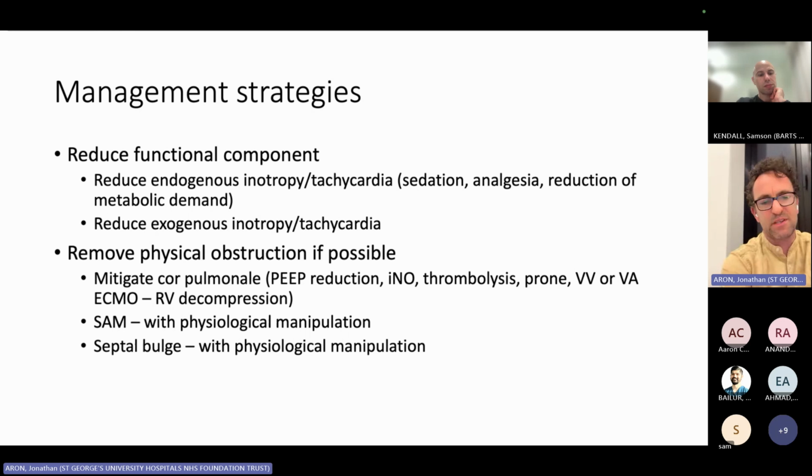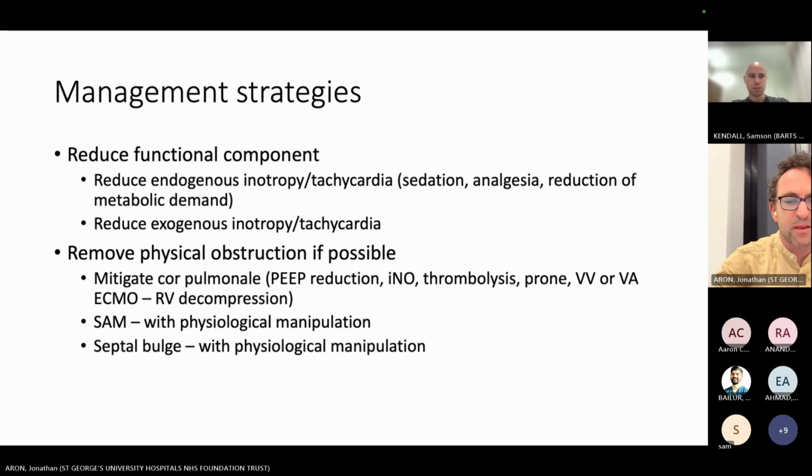If you have systolic anterior motion of mitral valve, then the way to do that is to try and reduce the velocities moving through the left ventricular outflow tract. So again, it's your physiological strategies that predominate: fluid and a reduction in inotropy and a reduction in tachycardia to increase the filling of that left ventricle will reduce the velocities moving through the left ventricular outflow tract and reduce the drag on the mitral valve. If there's a septal bulge that's causing obstruction, then again, you're back to managing your physiology as much as possible.